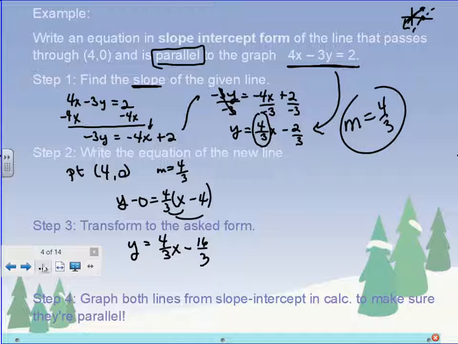I'll now give you a moment to do the next example problem on your notes and wrap up this video. You can then continue on to the perpendicular lines video.